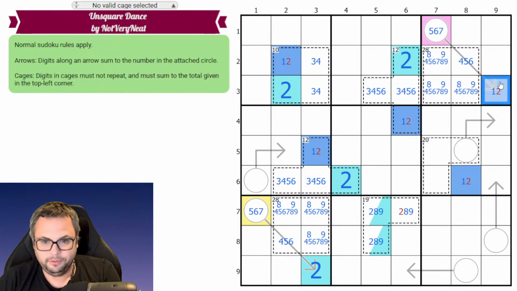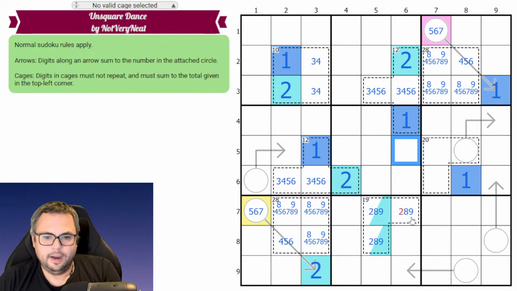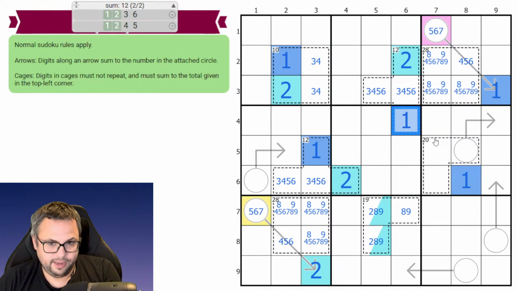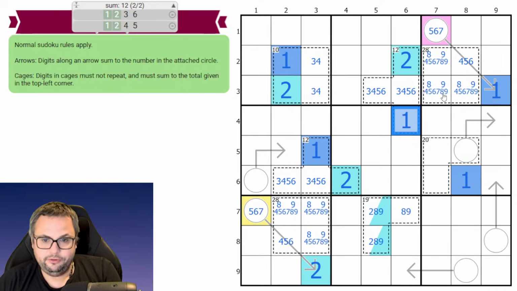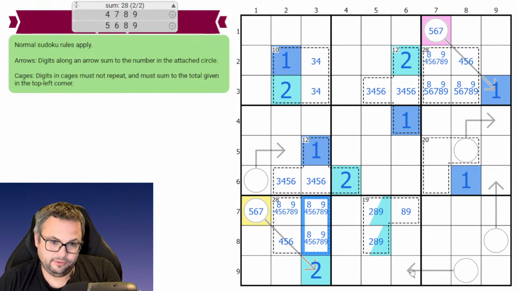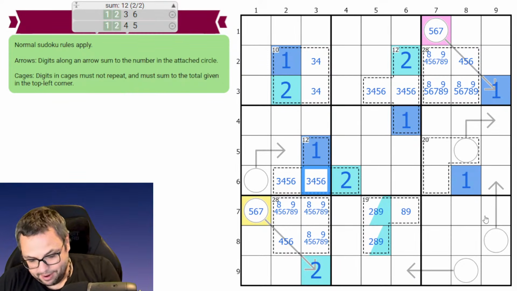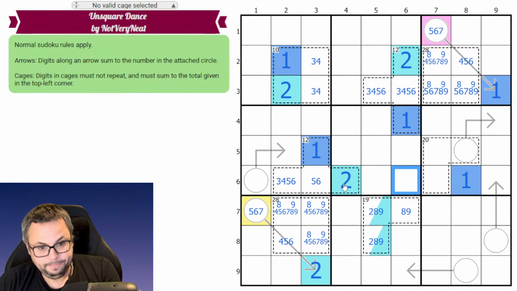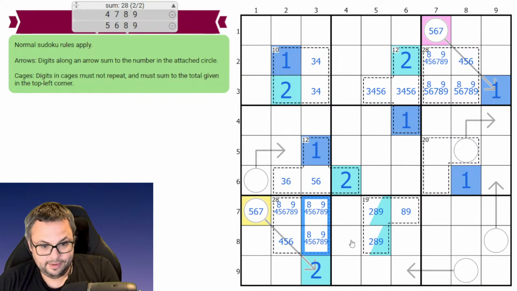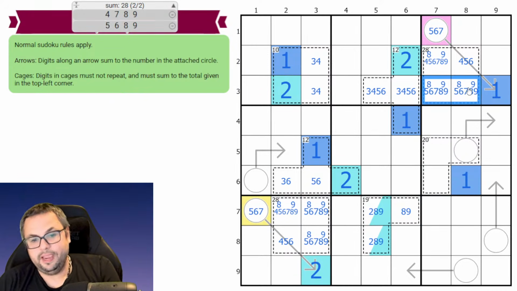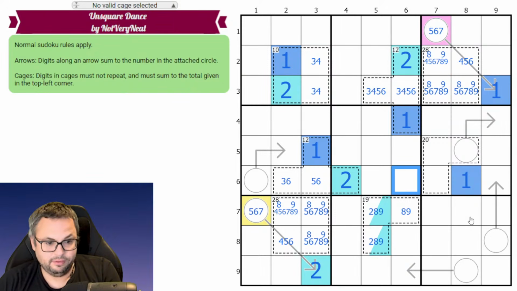So all the dark blues are 1s. Bam. This isn't a 2, so it's a big number. I do agree that none of these cells can be 4. Well, sorry, that one can't even be 3 or 4. This is a 5 or a 6, so this is a 3 or a 4. These can't be 4. But these also can't be 4 because one of these is a 3 or a 4.